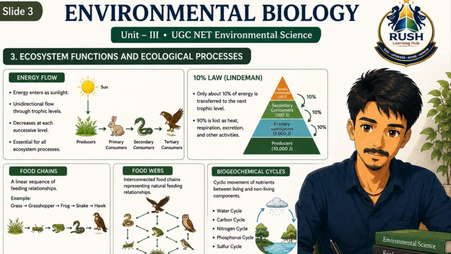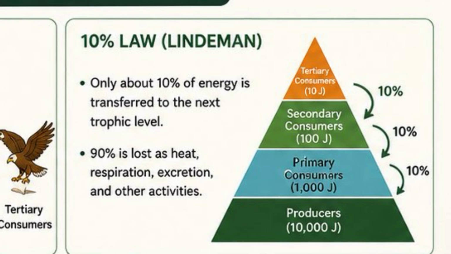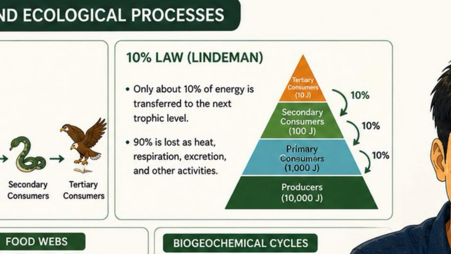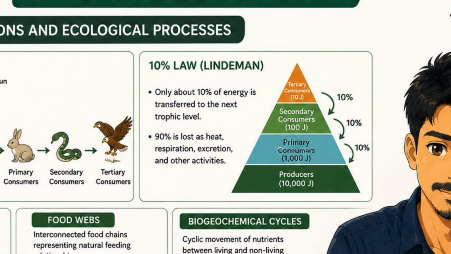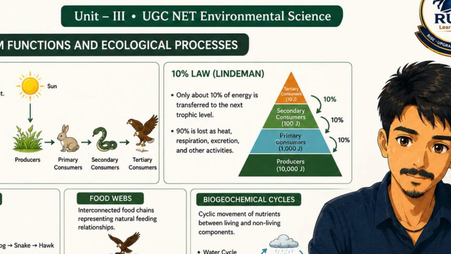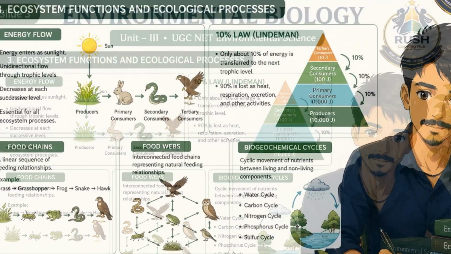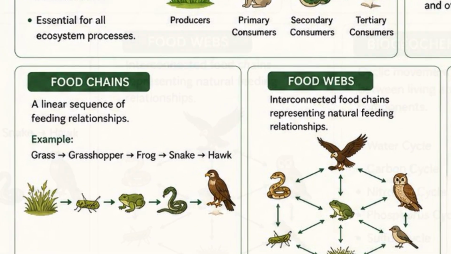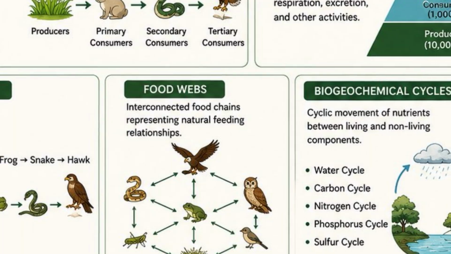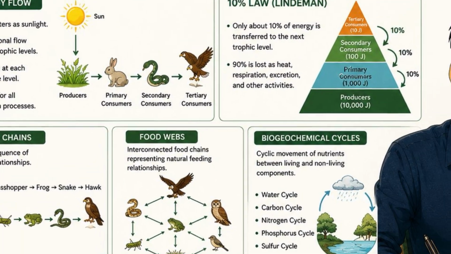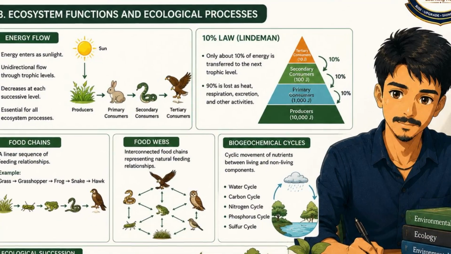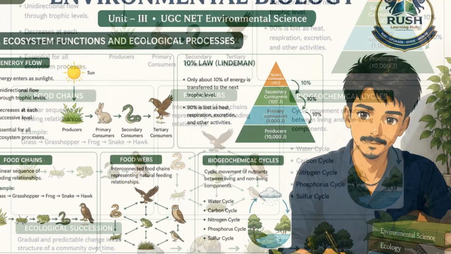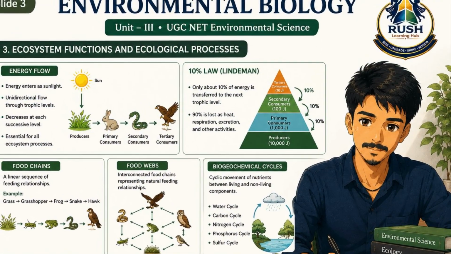According to Lindemann's 10% law, only about 10% of the energy available at one trophic level is transferred to the next level, while the remaining energy is lost as heat and metabolic activities. Energy transfer occurs through food chains and food webs. A food chain represents a linear pathway of energy flow, whereas a food web consists of interconnected food chains that provide greater stability to the ecosystem.